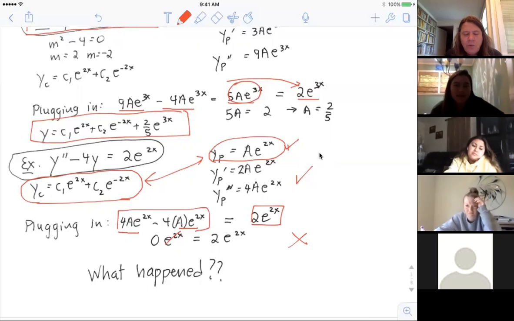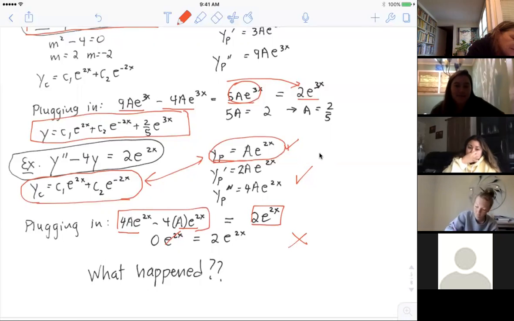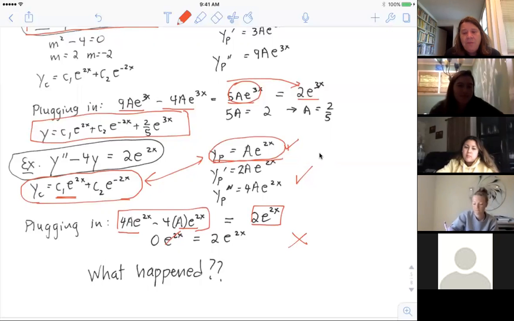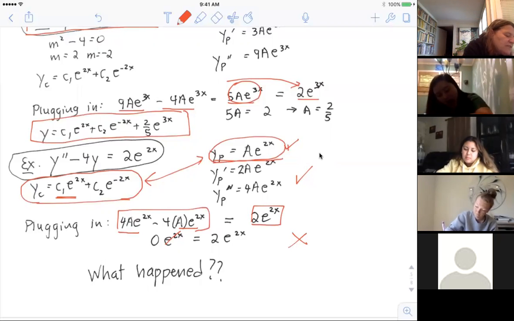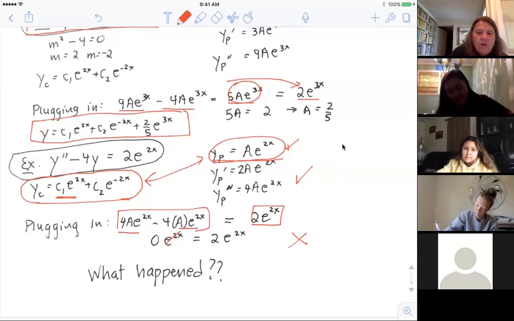Your eyes are probably crossing at this point by looking at all this stuff, but I want to point out to you this. In your proposed guess, it was part of your YC. See that e to the 2x in both of them? That's a problem. Because any linear combination of e to the 2x gives you a solution to the homogeneous one, which means when you plug this in, because that e to the 2x was here, and this is a constant multiple of e to the 2x, it caused the left-hand side to be 0. It was part of the complementary solution.